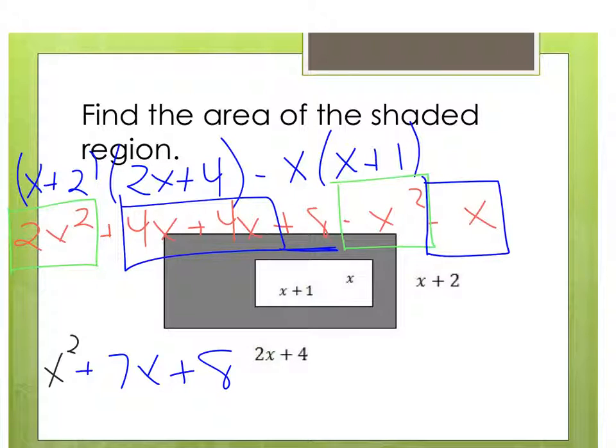And my final answer for the area of the shaded region is right here. It's x squared plus 7x plus 8. Now because we're finding the area, we have to make sure that we assign it a unit of measurement. So we have to be sure not to forget the words units squared.